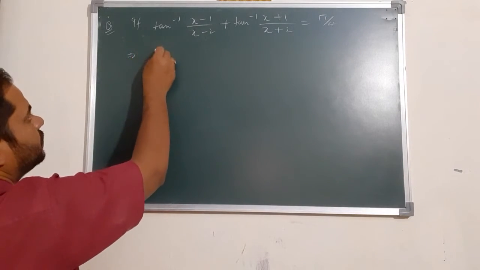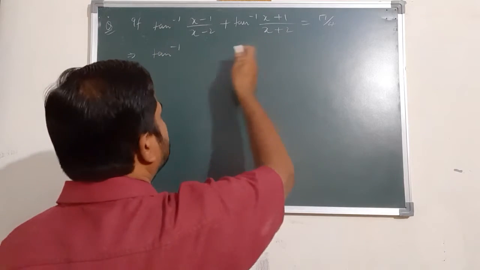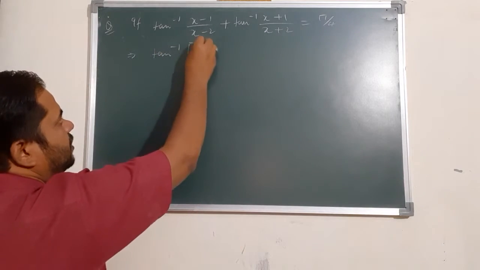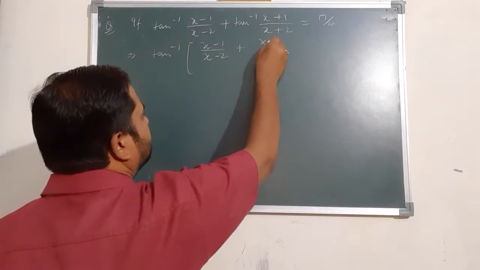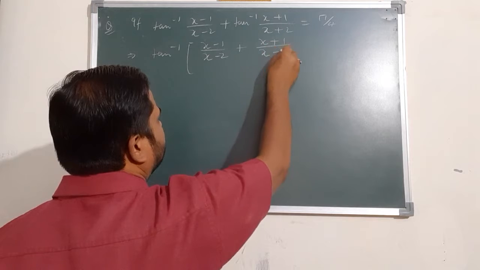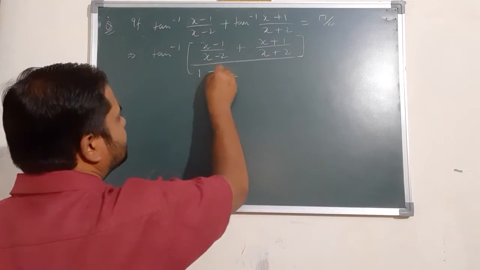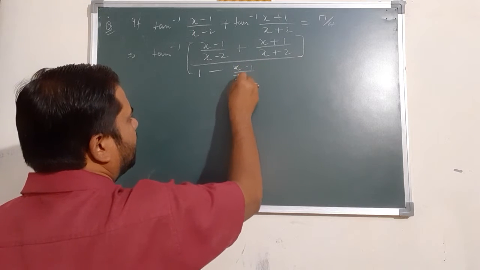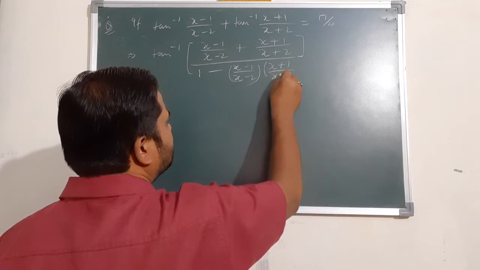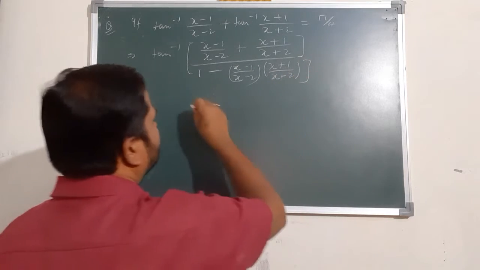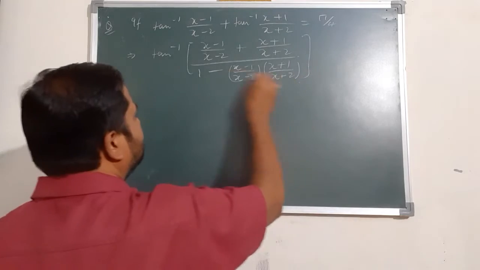So tan inverse x plus tan inverse y, use the formula x plus y. That means x minus 1 upon x minus 2 plus x plus 1 upon x plus 2, divided by 1 minus xy, that is 1 minus x minus 1 upon x minus 2 times x plus 1 upon x plus 2. Okay, so this is the formula we use here.